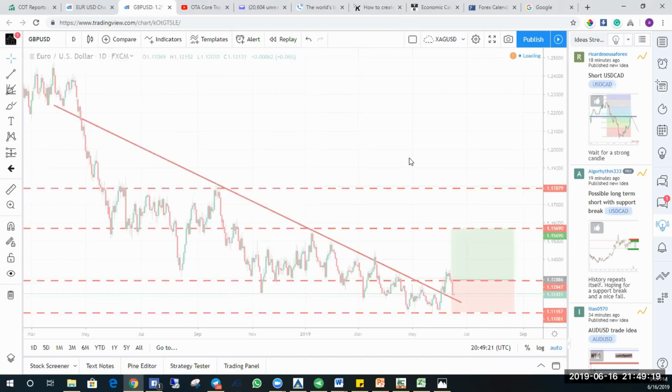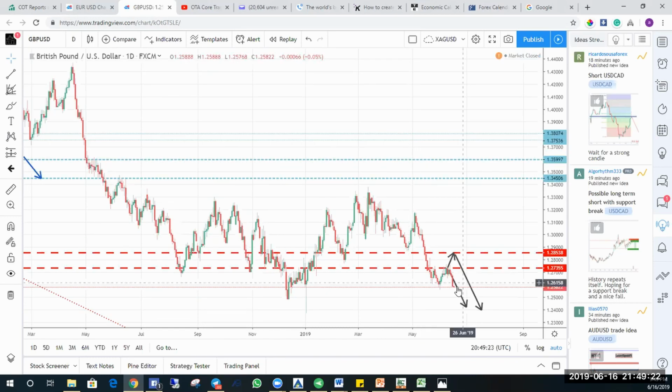Okay, this is GBP USD. Last week, you can see that played out just as we anticipated. If you're holding a sell right now, you should definitely be making some good profits. That is for the GBP USD. We expect this trend to still continue to the downside.